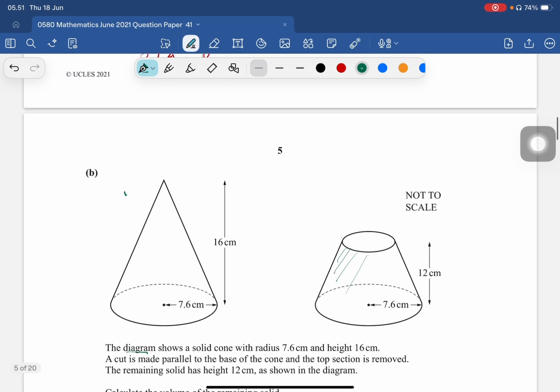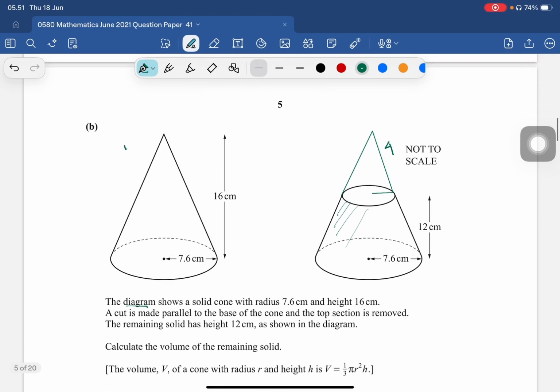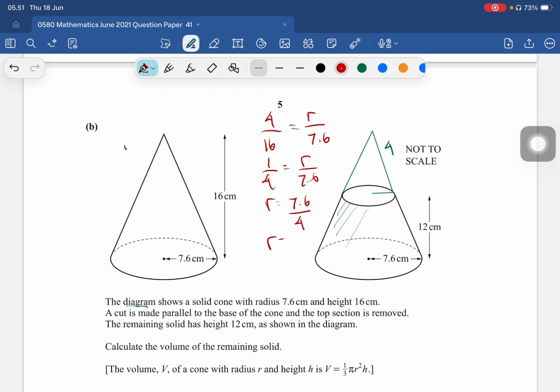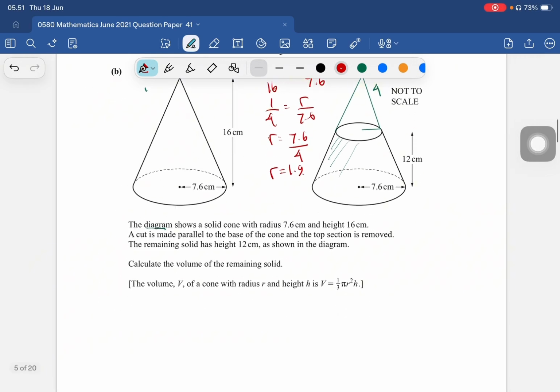So first we have the small cone here. The height is 4, and let us find the radius. They are similar. So 4 over 16 equal to the small radius over 7.6. This is 1 over 4, radius 7.6. So the radius is 7.6 divided by 4, so the radius is 1.9. Okay, so we got it.